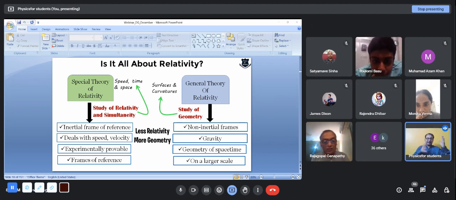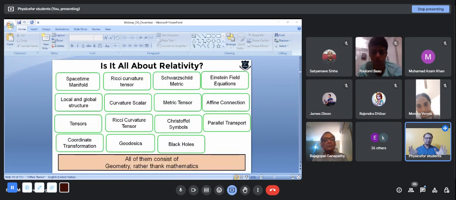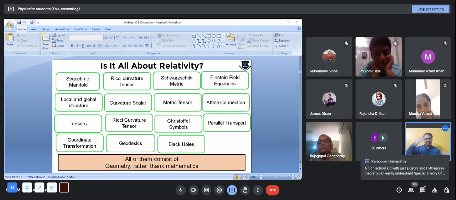Now if I move to the right hand side of the slide, it talks of general relativity, which talks of non inertial frames. That means things are speeding up, it is not in uniform motion. Number one, it talks of gravity, it talks of geometry of space time, and it talks on a very large scale, that means a cosmological scale, black holes and stuff like that. So we will soon see that general relativity is not a study of relativity per se. It is more of the geometry of surfaces. And because it is the geometry of surfaces, it becomes exceedingly difficult to understand. I should not say difficult, it is challenging. Now you see all those things. We will cover some of them: space-time manifold, local structure, tensors, Ricci curvature, curvature scalar, geodesics, all of these things.